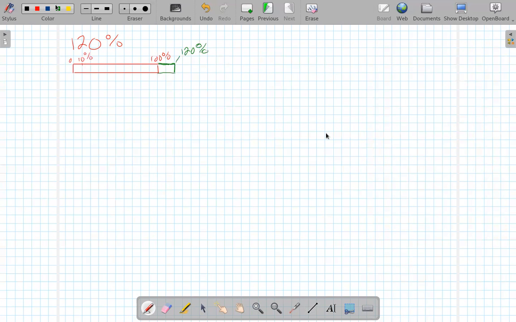And then with the linear model, we usually show what it looks like as a regular number. So for example, down below here, 0 is 0. 10% is 10 out of 100, which reduces to 1/10. So that would be 0.1 right here. 100% is 1 as a number, and 120% would be 1.2.